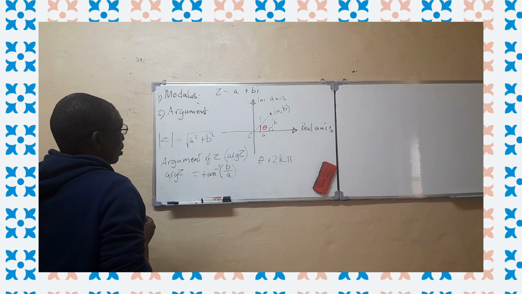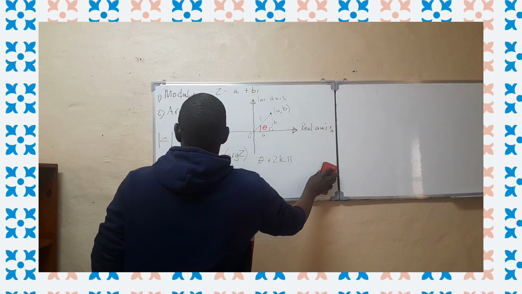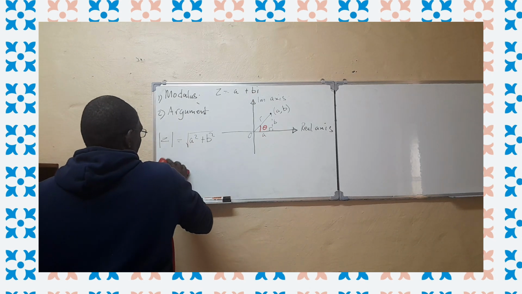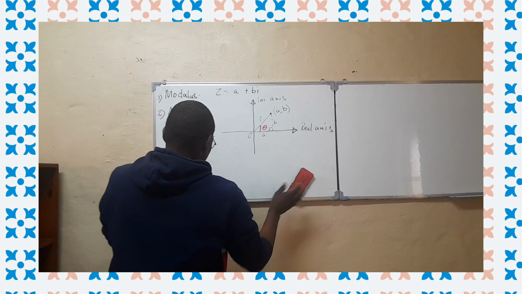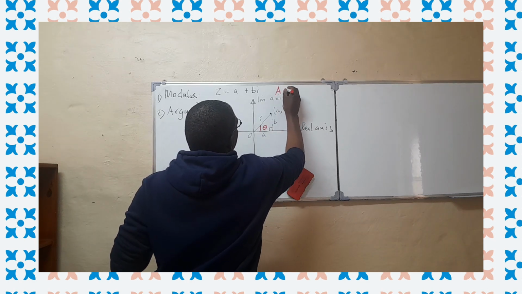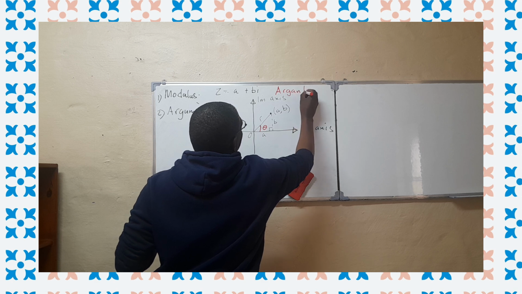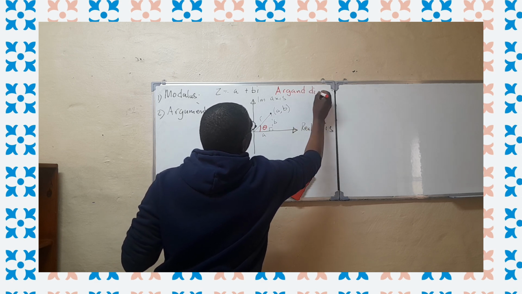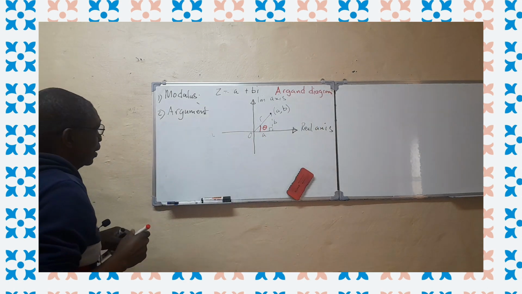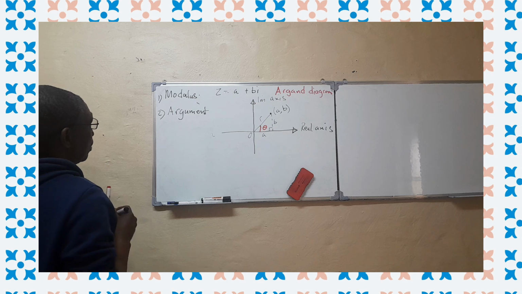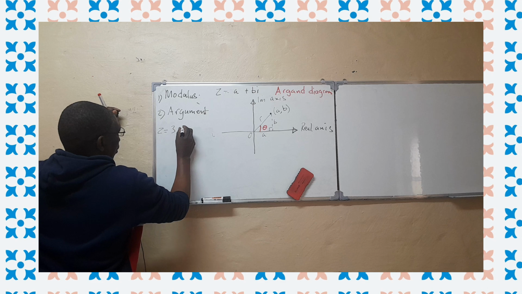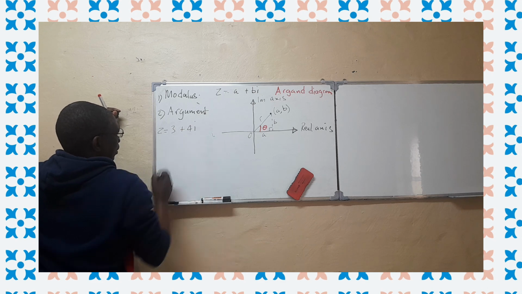Let's take a specific example. I will clear this here, but I will leave our Argand diagram as it is. Remember, I didn't write that, sorry about that. This is called an Argand diagram. Supposing our complex number z is equal to 3 plus 4i.